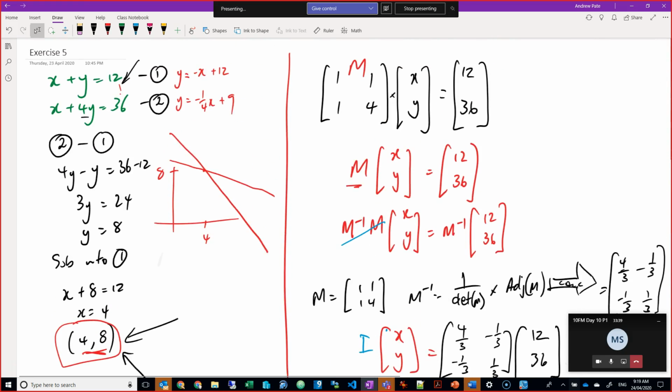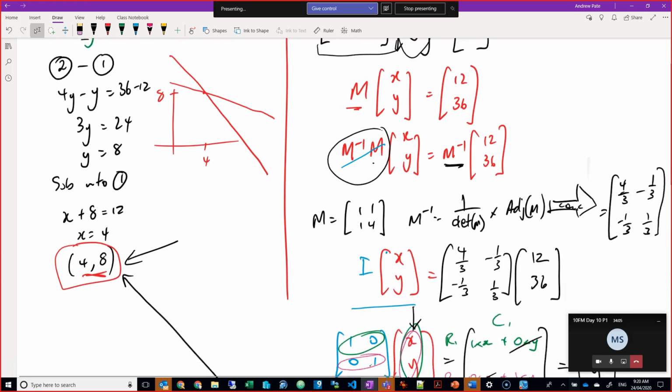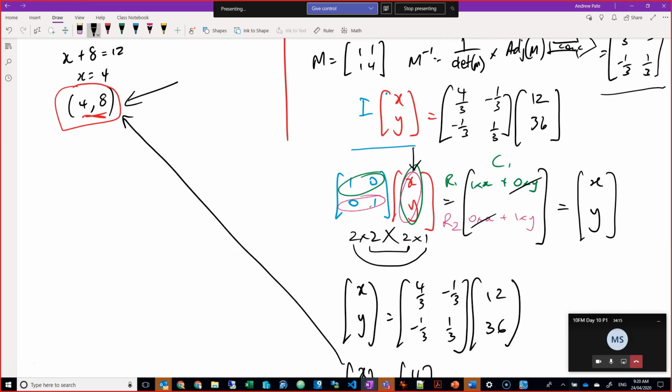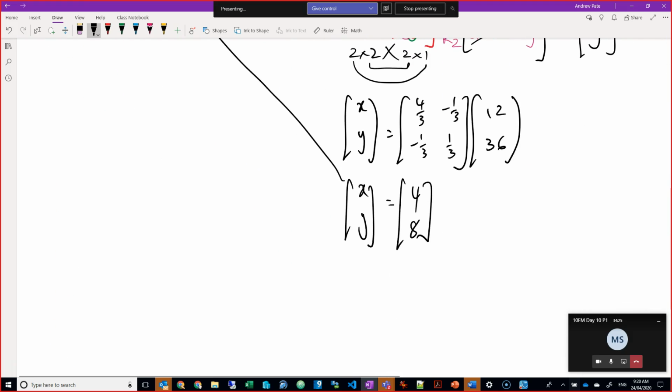I'm just going to go through those steps again. I want to find out what X and Y is. So I need to get this matrix away. The only way to do that is to multiply it by its inverse. If I multiply this side of the equation by the inverse of M, I have to multiply this equation by the inverse of M. So then I need to work out what the inverse of M is, and I can use my calculator to do that. Once I've worked that out, I can multiply the inverse of M by what was our answer matrix from the question, and I can actually determine what my X and Y values are.